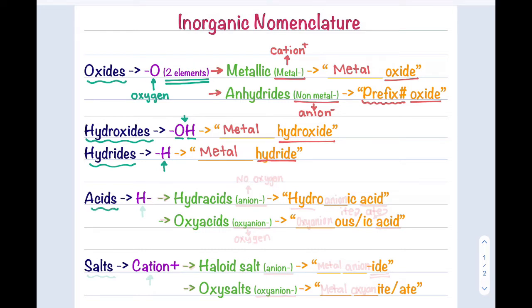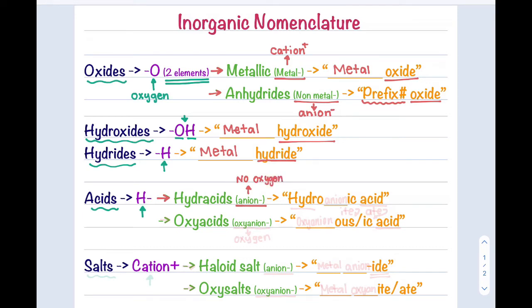The next chemical function are the acids, which are identified because they start with hydrogen. And in here, we're going to have 2 different types. The first type are the hydracids. The hydracids are identified because they have hydrogen plus an anion. And an anion means that they don't have oxygen.